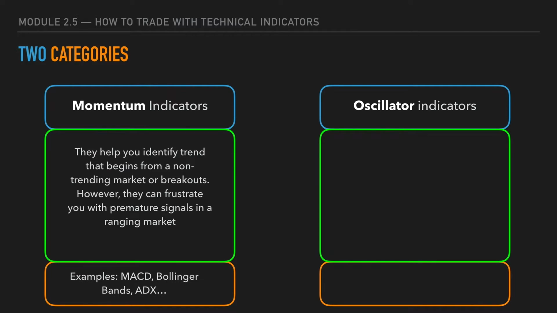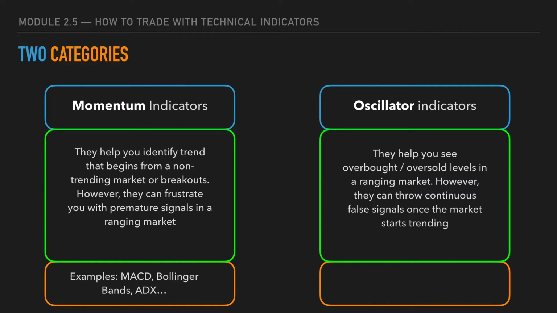The second category is called oscillator indicators. This type of indicator helps you see overbought and oversold conditions in the market. However, they can give you many wrong signals once the market starts trending, especially in a strong trend. Here are two examples: RSI, the Relative Strength Index, and the stochastic oscillator.